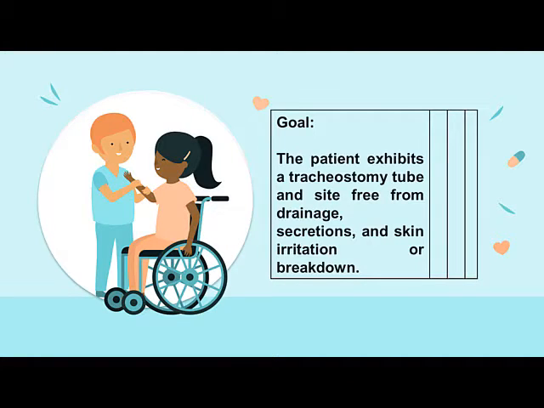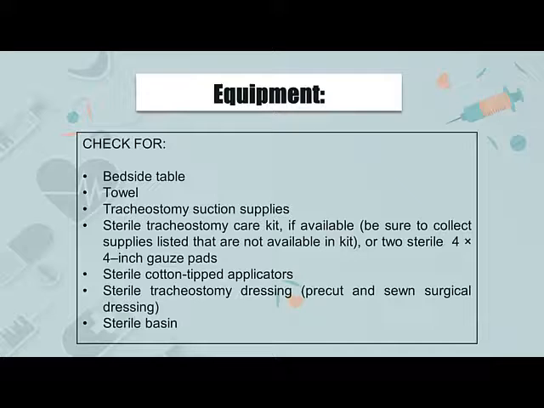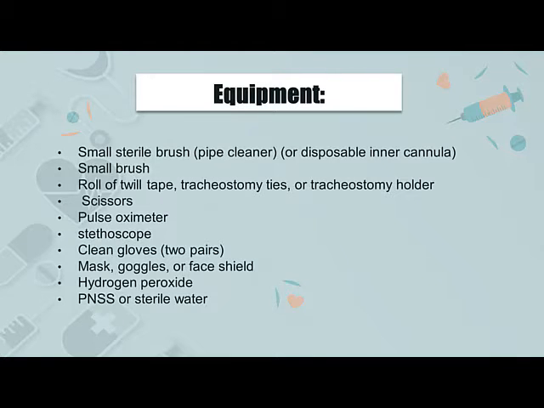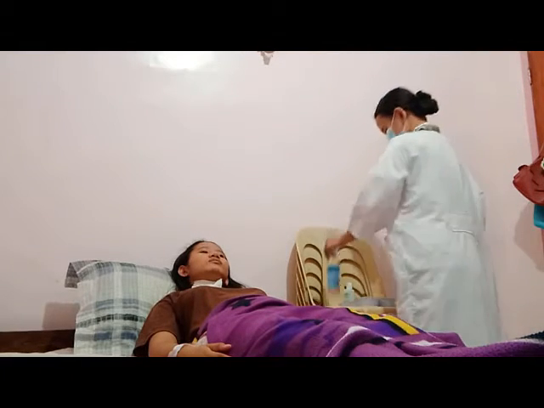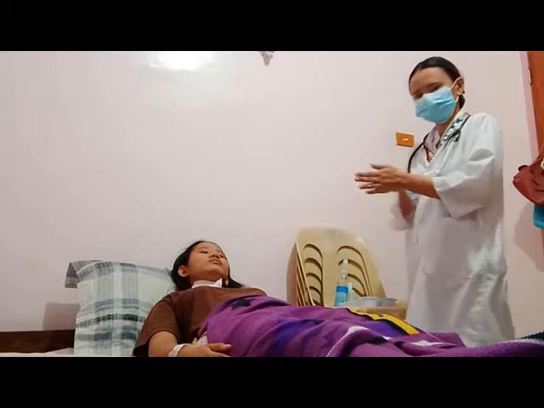The goal of this procedure is for the patient to exhibit a tracheostomy tube and site free from drainage, secretions, and skin irritation or breakdown. For the equipment that is needed, check for the following. For the implementation, bring necessary equipment to the bedside stand or bed table.